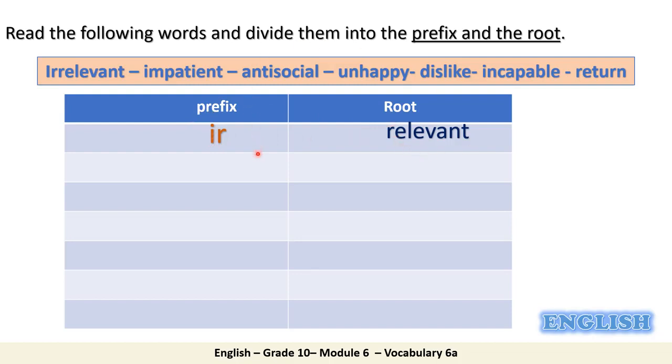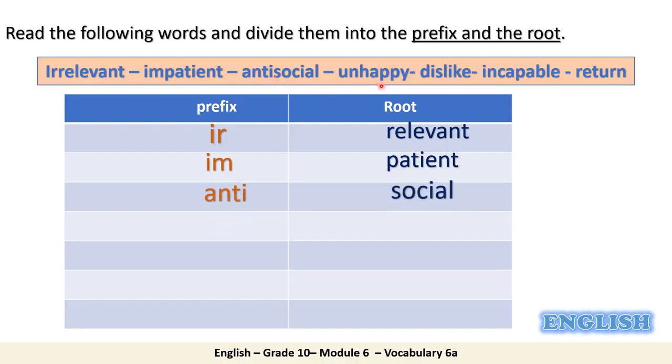Now I would like you to pause the video and think of the other words. How can we divide them into the prefix and the root? And now let's start. The second word is impatient. So the prefix is, can you say? That's correct, and the root of this word is patient. Antisocial. So what is the prefix here? It's anti, and the root is social.